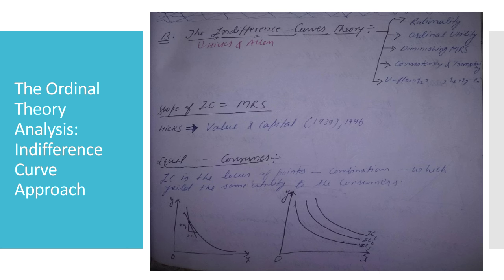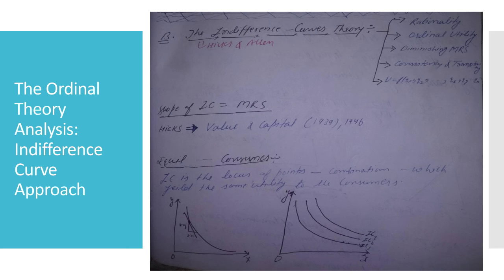In this discussion, I am going to start the ordinal utility theory analysis, in which we get to know about the indifference curve approach, and further, we will also discuss the revealed preference approach. As far as the indifference curve approach is concerned, this is propounded by Hicks and Allen, and one famous book written by Hicks is Value and Capital.